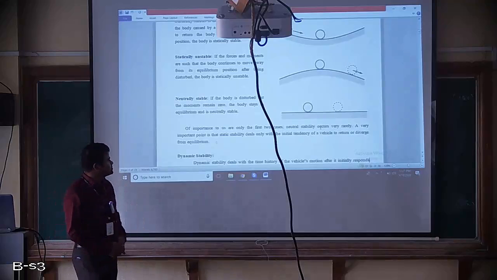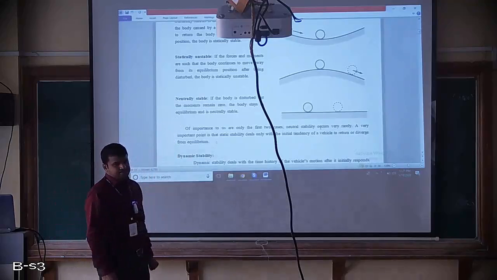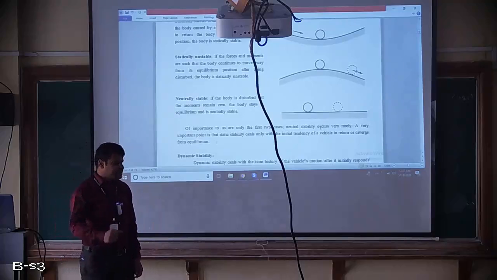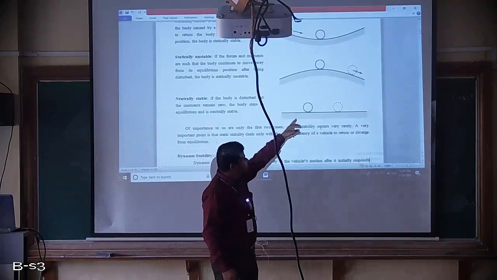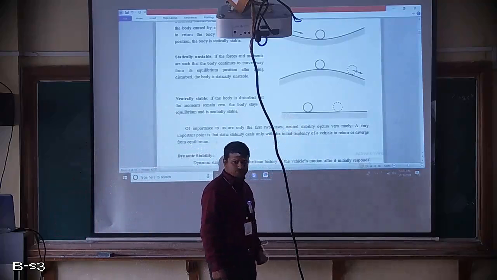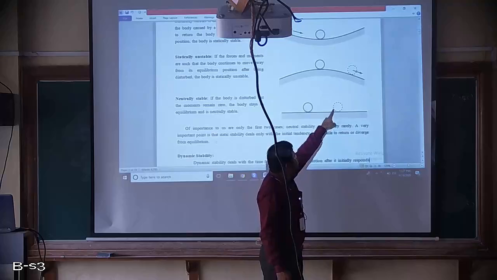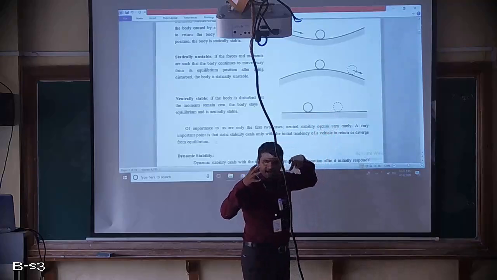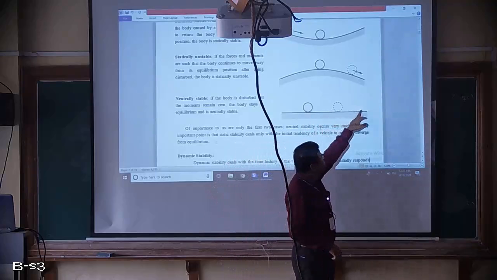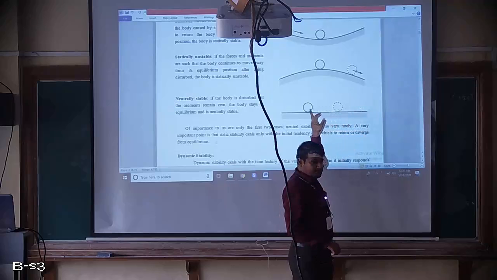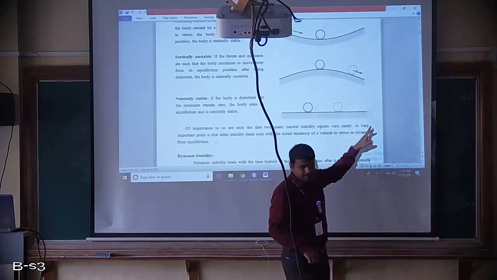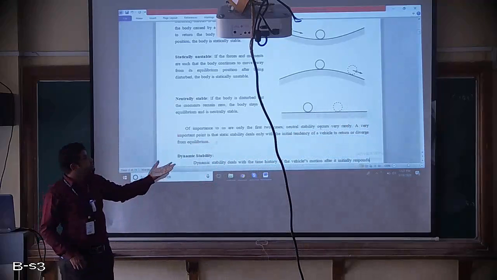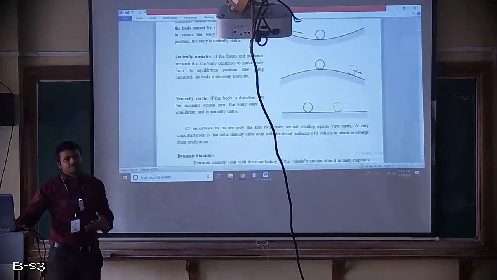Third one, neutral stability or neutrally stable condition. What is that? You take the same example. Ball is here, apply force, what will happen? It will move and stand here again. Again you apply force, again it will get certain energy and it will roll and stop somewhere here. But it will not come back to its original position, but it will maintain the line. So that is called as neutrally stable condition or neutral stability.